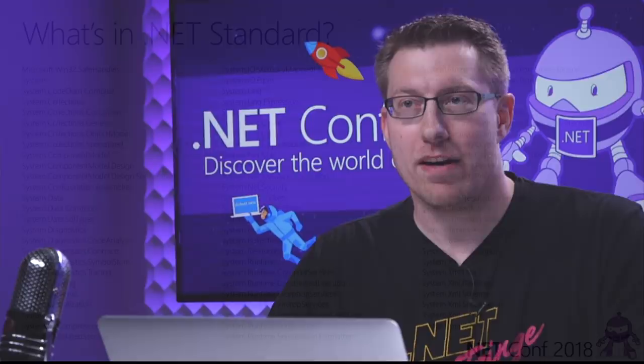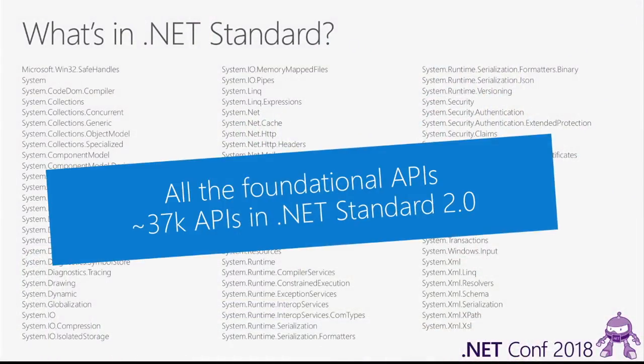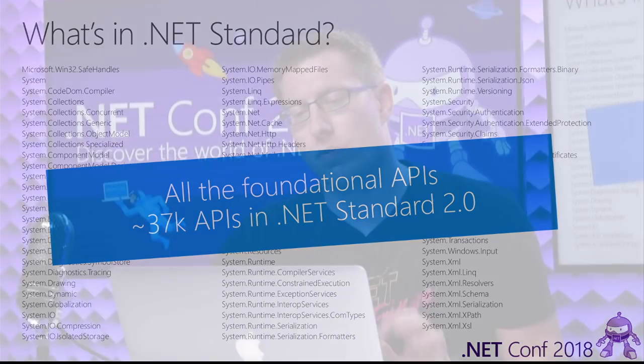So what's in the standard? The font is too small, it doesn't really matter. The real point here is there's a lot of technology in it. And to summarize it, it is all the foundational pieces that you already know from .NET. So there's really not any new concepts in it usually. It is just things you already know, like I/O, collections, networking, all the things you expect to have when you want to build reusable libraries that run everywhere. And with .NET Standard 2.0, we have about 40,000 APIs or something like that. So it's very, very rich compared to, let's say, portable class libraries and other experiences we had in the past to write reusable libraries. So it is truly a really cool thing to use.